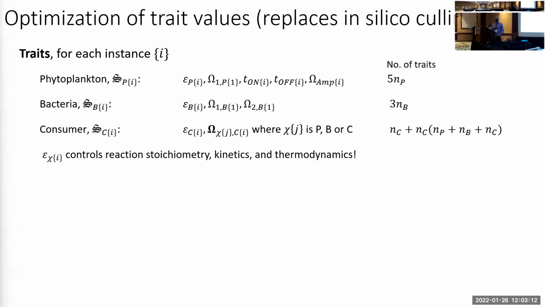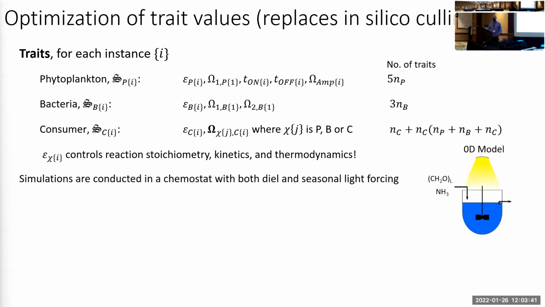So going back to that model and looking at the traits for each phytoplankton, there are 5 trait values. 3 of those trait values have to do with turning on and off that square wave. For the bacteria, we have 3 traits, one for this epsilon and two for the three reactions. And then for the consumers, we have this matrix here, right? And so this is where the trait space really explodes and prevents using normal techniques.